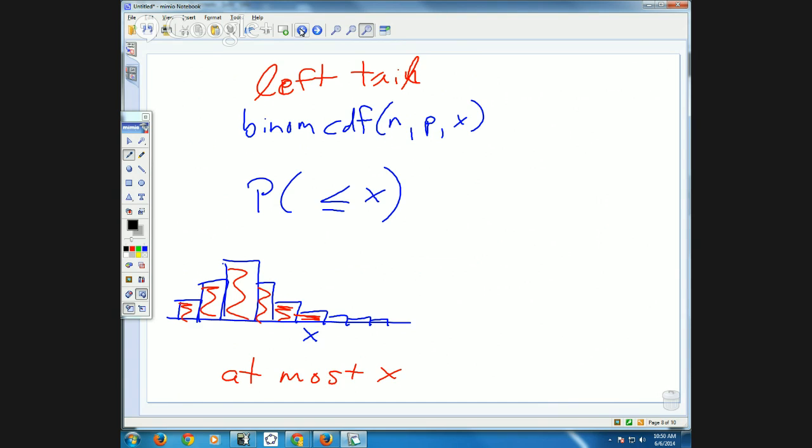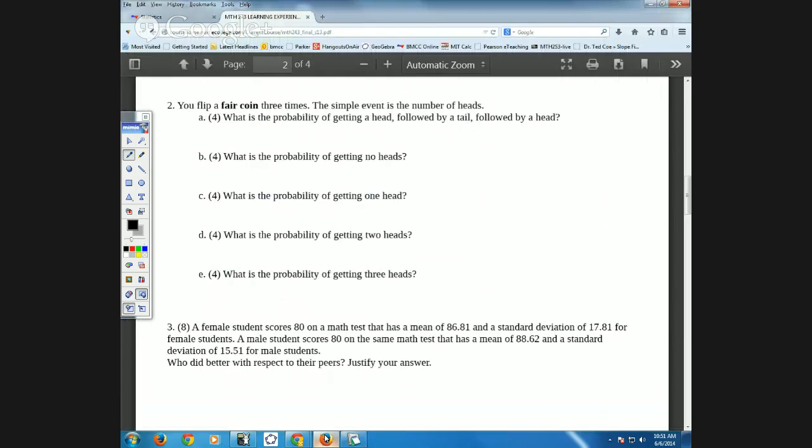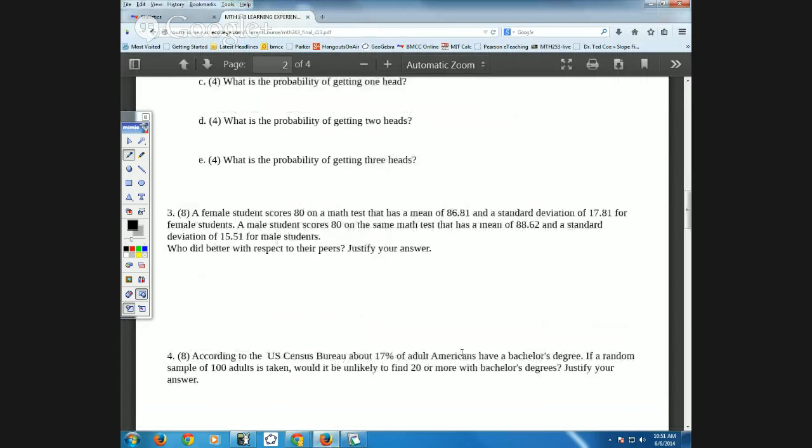Yeah. All right, let's do another one. I think we beat that one to death. Oh, this is a good one. A female student scores 80% on a math test that has a mean of 86.81 and a standard deviation of 17.71. That's all for females. On the male side of the test, her male friend got 80, but the males had a mean score of 88.62 and a standard deviation of 15.51. Relative to their peer male and female students, who did better?